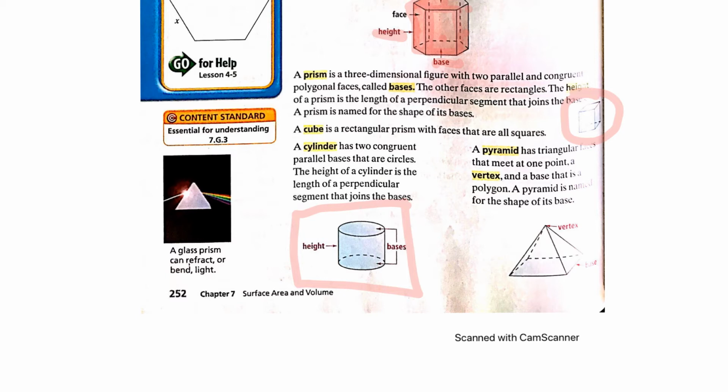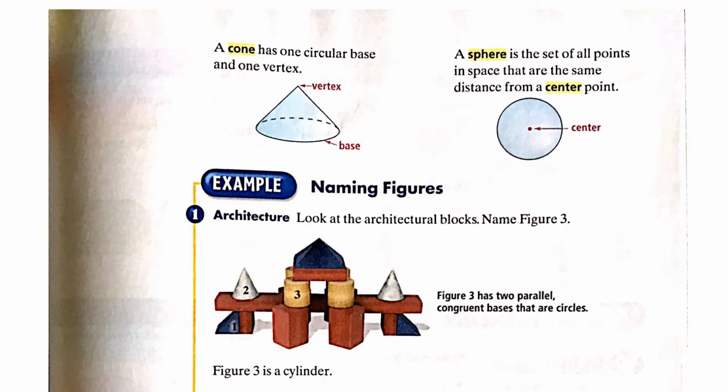A pyramid has triangular faces that meet at one point, a vertex. We've heard that word vertex before. And a base that is a polygon. A pyramid is named for the shape of its base. A cone has one circular base and one vertex. A sphere is the set of all points in space that are the same distance from a center. So here's the center. All of these points are the same distance from the center.